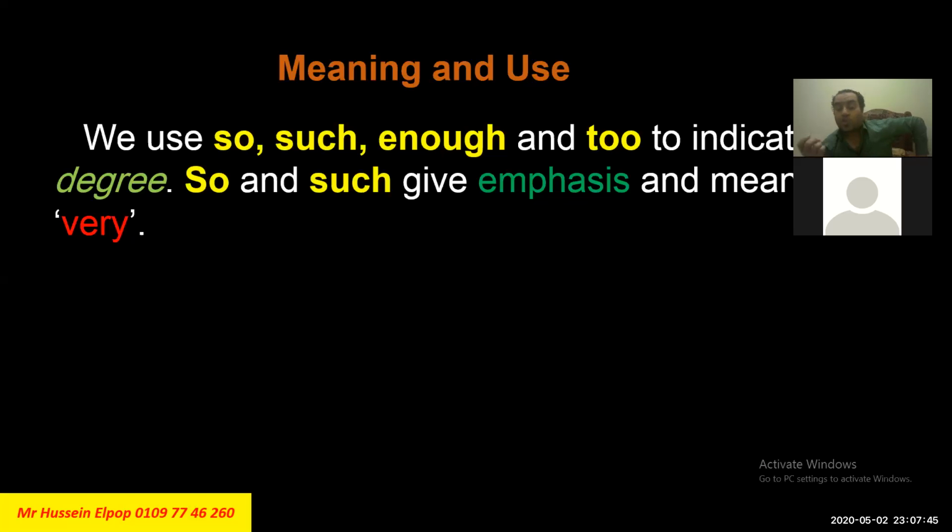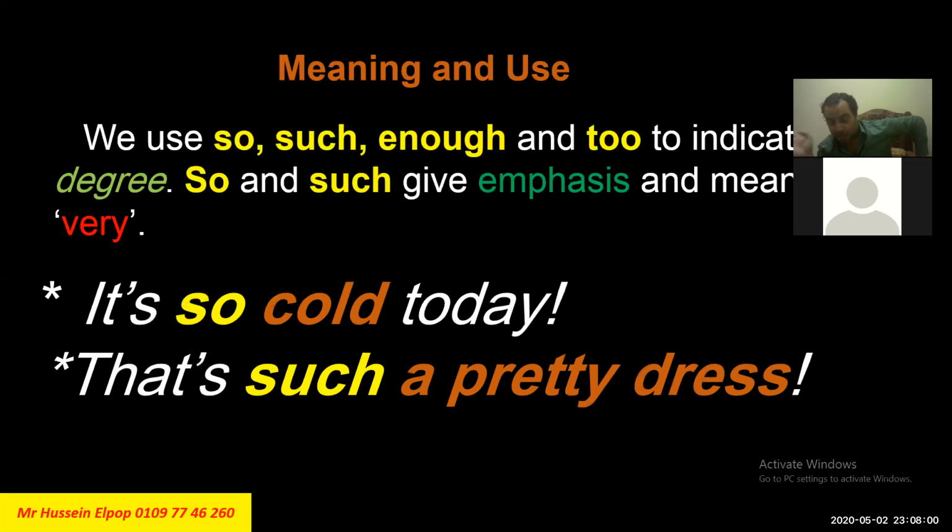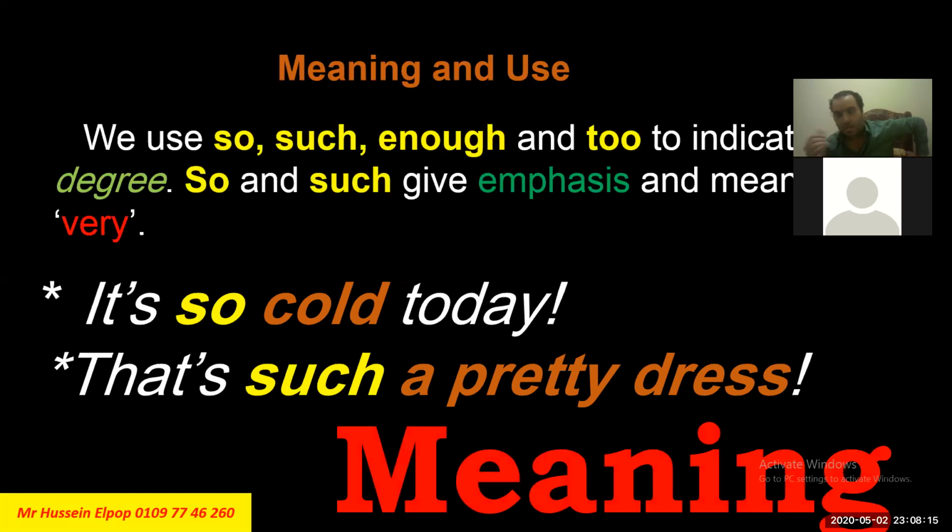So, such, enough, and too just reflect a degree. We use so and such to confirm an idea, to say that they mean very. The same examples that you have: it's so cold today, you can say it's very cold today. That's such a pretty dress, it's a very pretty dress. This is for the meaning. They reflect or indicate a degree. They tell you how much something is, and so and such both mean very.